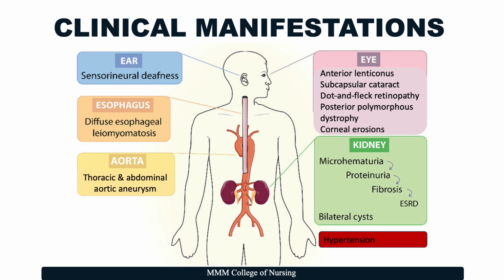The next is dot and fleck retinopathy. Here, abnormal yellowish or whitish flecks or dots of pigment can be seen in the retina. There are also posterior polymorphous dystrophy and corneal erosions. In the ear, sensorineural deafness can occur.